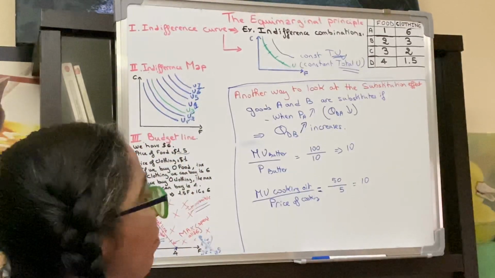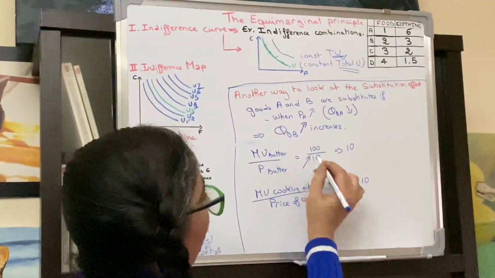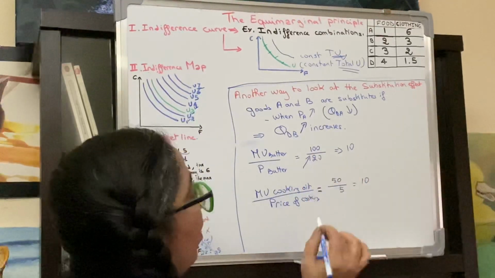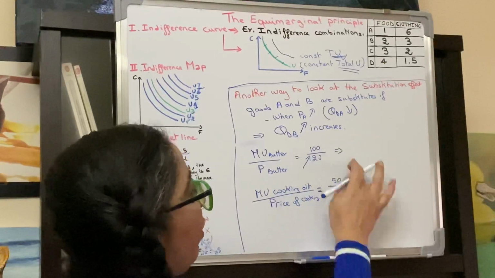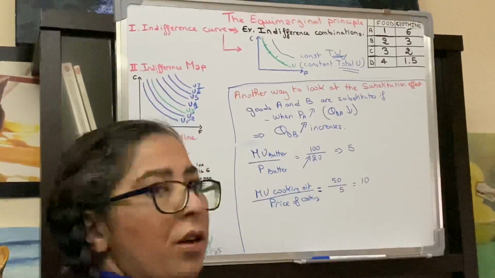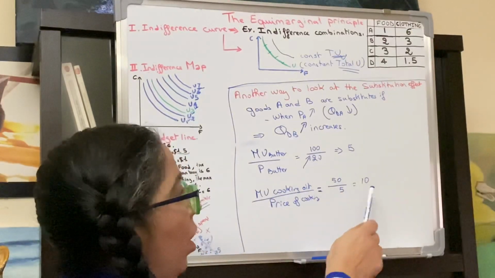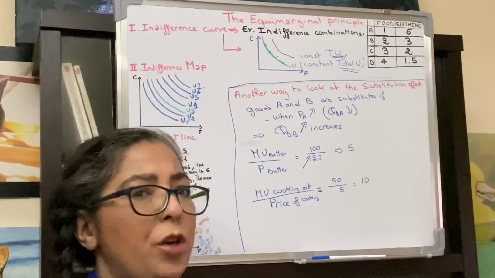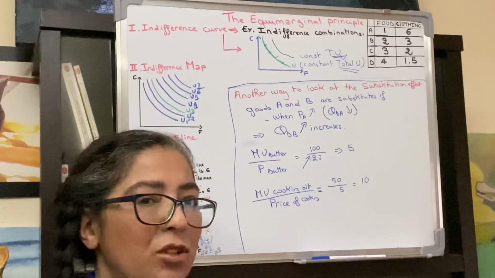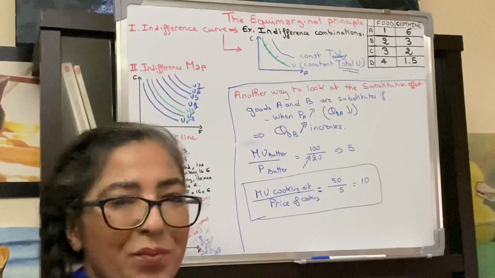Let's imagine that the price of butter increased. What's going to happen? Now it moved to 20. So instead of 10 utils per dollar, I'm going to have 5 utils per dollar. Each dollar brings me 5 utils, while in oil it still gives me 10 utils per dollar. So what is my mom going to do? Buy the one that brings her more satisfaction.